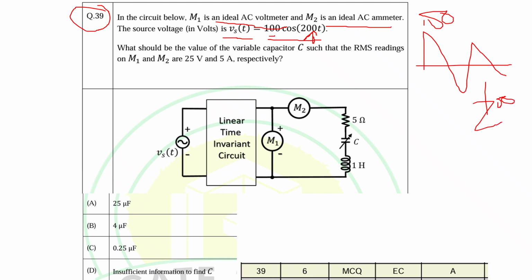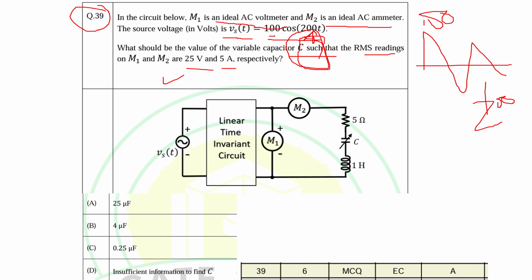Now what is the question? What should be the value of the variable capacitor C at that RMS reading? RMS means IRMS or VRMS. The RMS readings on M1 and M2 are given as 25 V and 5 A. What is this RMS? It is the AC equivalent voltage or current, right? So the question is asking what is the value of C, right?